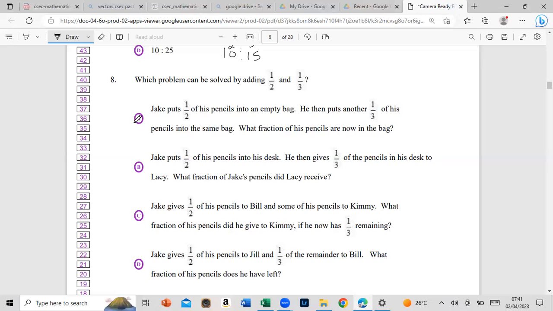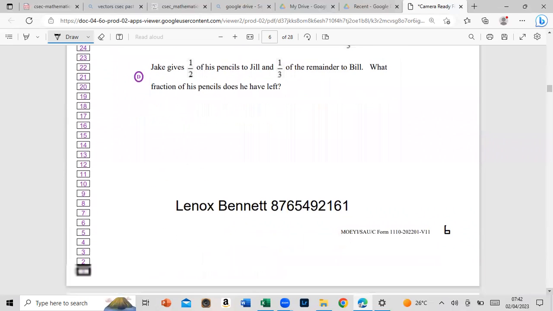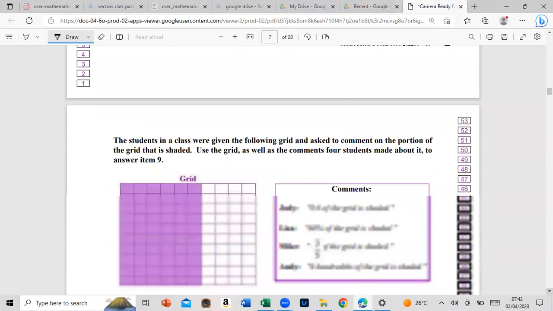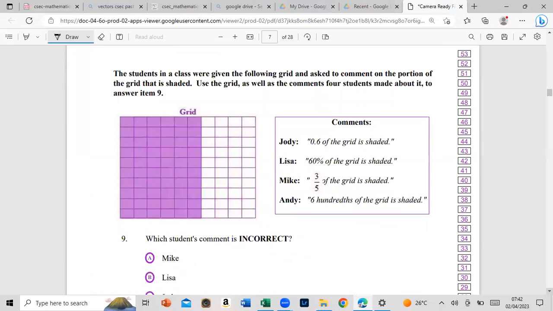Clearly, we can see that it's A since he put both in the same bag. So he put half and then he put 1/3 in the same bag. And to find the total that is in the bag, we add 1/2 and 1/3. Alright, let's move on to the next number.